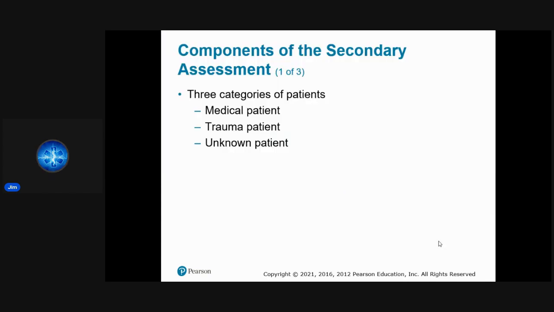The secondary assessment. Components of this assessment, we're going to have three different categories of patients. We're going to have a medical patient. We're going to have traumatic or trauma patients. These are people that are injured, or it could be unknown. We don't know exactly if it's a trauma patient or a medical patient yet until we rule out a few things.